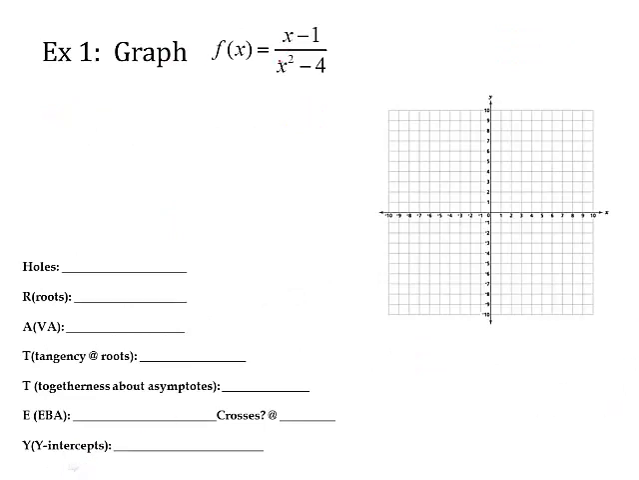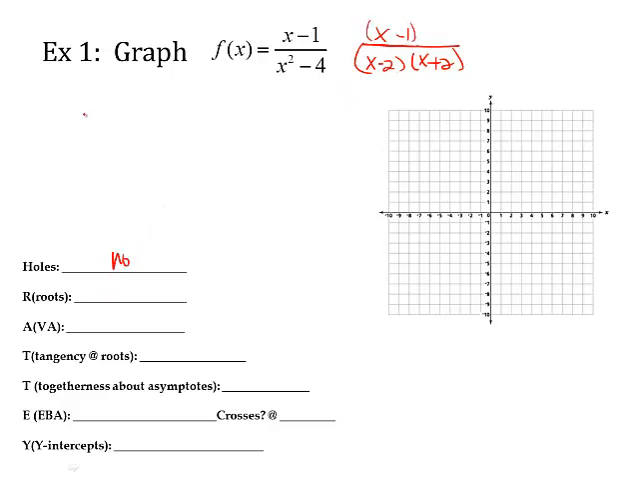Okay, here's my equation: x minus 1 over x squared minus 4. First thing I want to do is factor. Always factor if you can. The bottom is a difference of squares, so x minus 2 times x plus 2. Alright, so I have it in factored form. Let's look. Are there any holes? Do I have any factors in common? No.